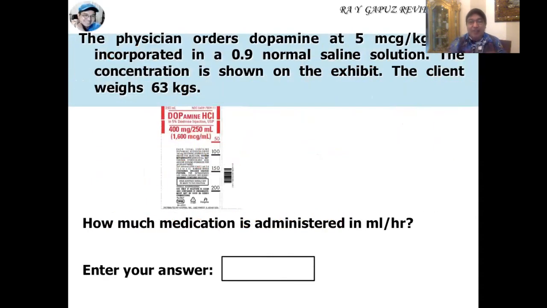Now, what if, and knock on wood, the first question that pops out on your computer screen when you're taking the NCLEX is this question. The physician orders dopamine at 5 microgram per kilogram per minute incorporated in a 0.9 normal saline solution. The concentration is shown on the exhibit. The client weighs 63 kilograms. How much medication is administered in ml per hour? Enter your answer in the blank.